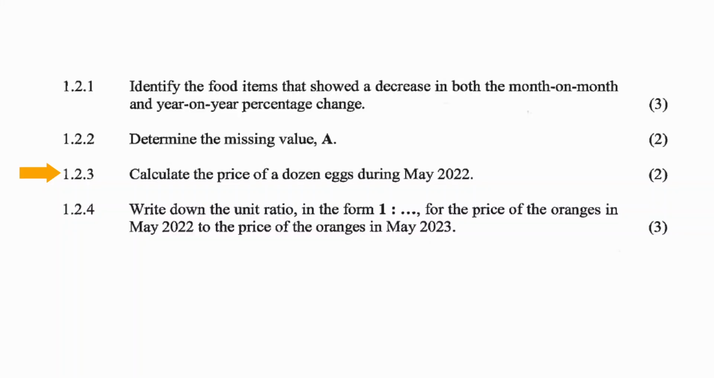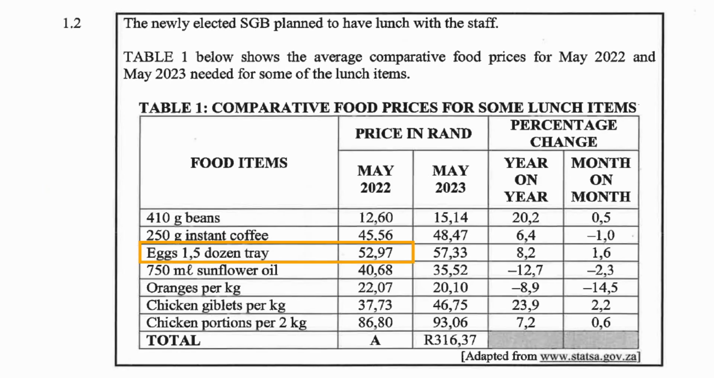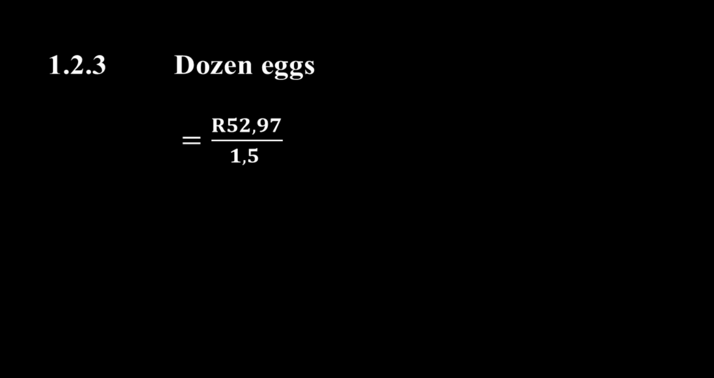In question 123, you have to calculate the price of a dozen eggs during May 2022. In Table 1, 1,5 dozen eggs cost R52.97 in May 2022. So a dozen eggs will be R52.97 divided by 1,5, and this gives us R35.31.